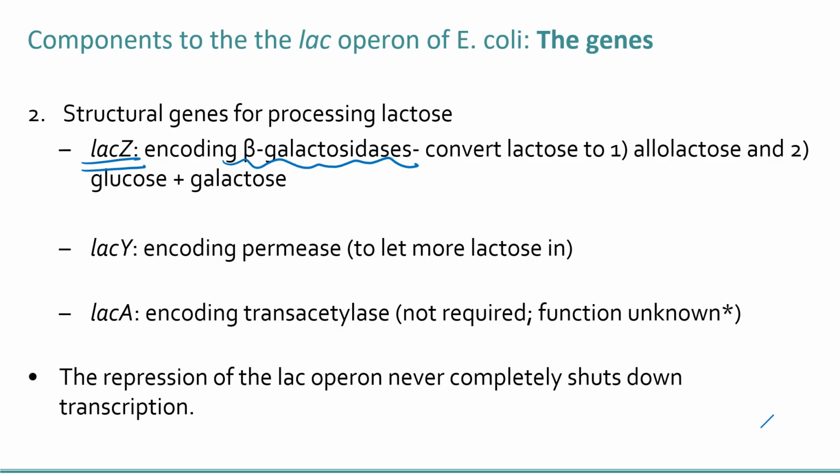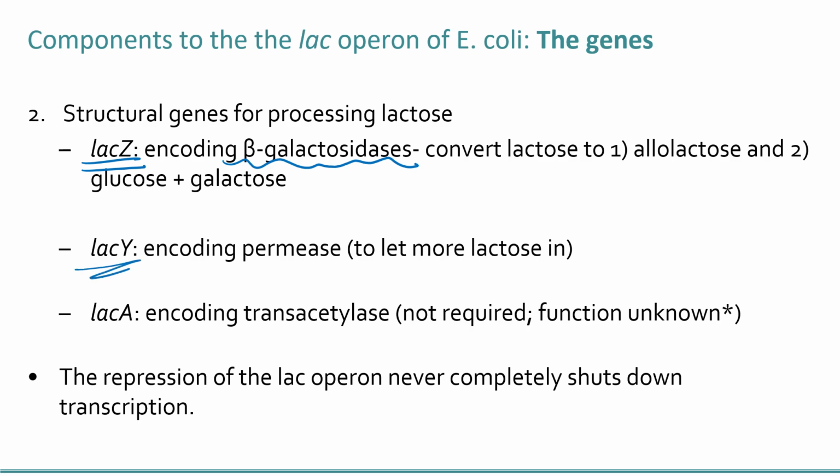So truthfully, in the cell, there's always a little tiny bit of beta-galactosidase floating around, just a little bit, because if lactose happens to enter the cell, beta-galactosidase can go, oh, look, there's lactose. Let's turn this on. So we need just a little bit always, but in general, it's going to be essentially off. We also need the LAC-Y gene.